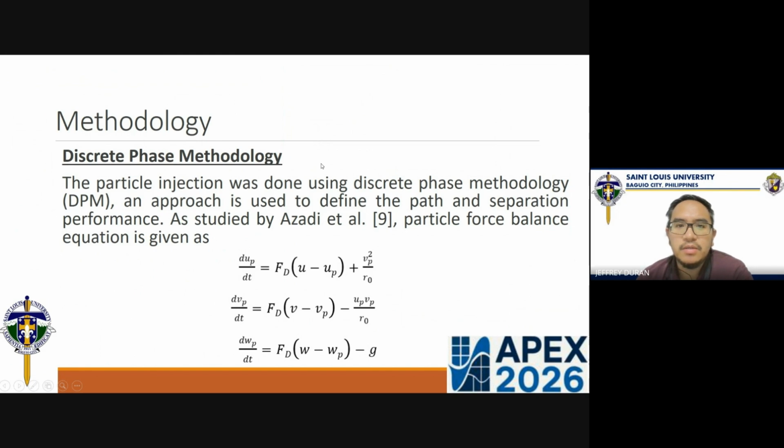To get the separation efficiency in the simulation, we have made use of what we call the discrete phase methodology. The particle injection was done using the DPM, an approach used to define the path and separation performance as studied by Azadi et al. Here are the equations for our DPM. This was used to define how much the cyclone separator was able to remove the particulates.